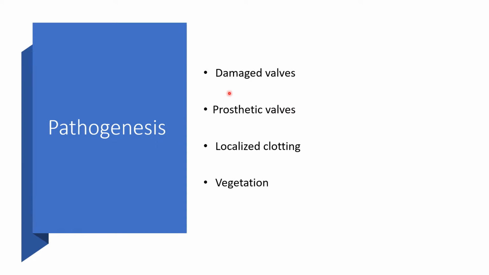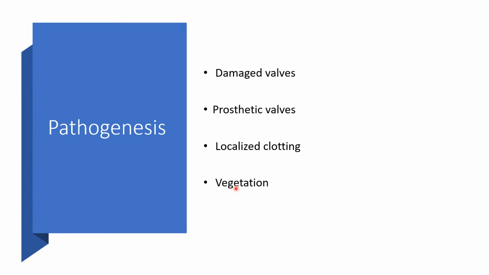So we've seen that the valves have been damaged, or we have prosthetic valves with localized clotting occurring. The localized clotting will give us a condition known as non-bacterial thrombotic endocarditis. The blood clotting here will involve platelets and fibrin formation. They will both facilitate or enhance the process of vegetation. I will go through everything on vegetation in a bit.